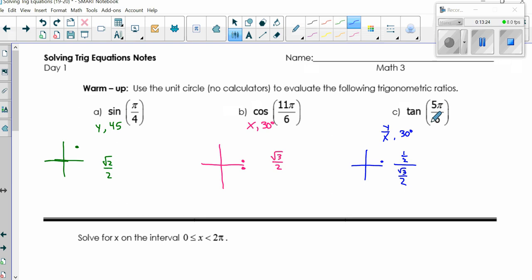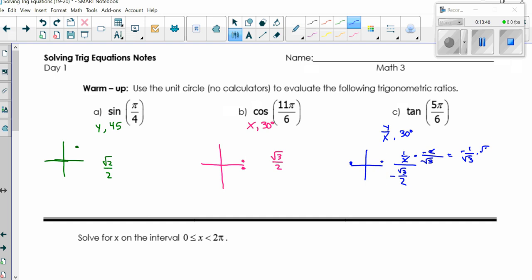This is talking about 5 pi over 6, which would be right here because it would be pi over 6 short of 6 pi over 6. Over here, my x value is negative. I have to go left, so this would be negative. Okay, I multiply by the reciprocal, which means I've multiplied by negative 2 over root 3. The 2's cancel, leaving me with negative 1 over root 3.